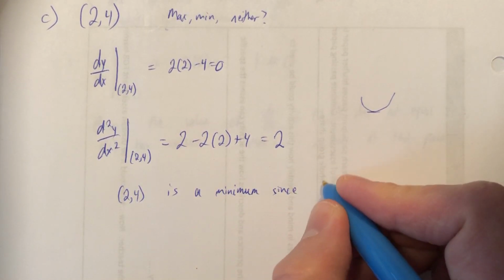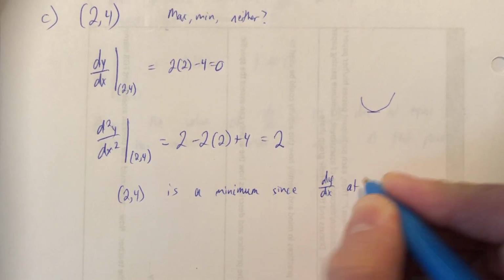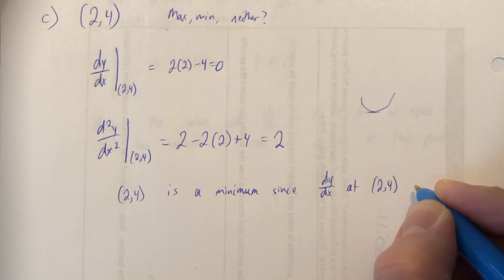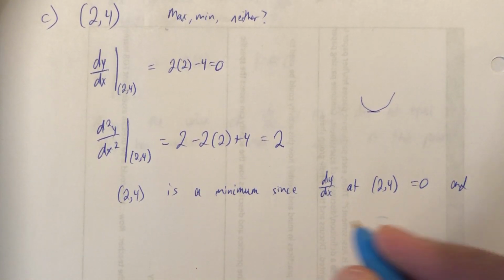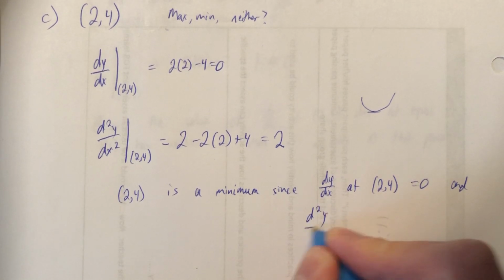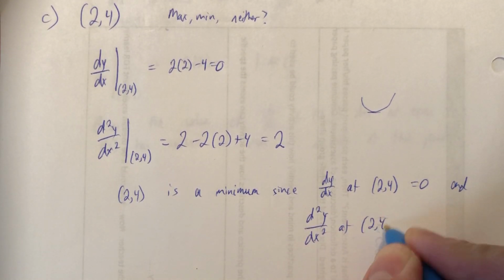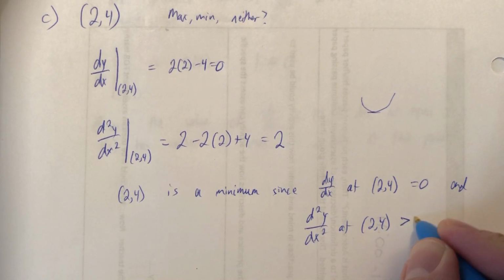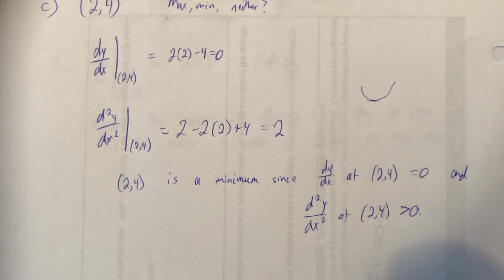And I would say 2, 4 is a minimum since dy dx at 2, 4 equals 0, and the second derivative at the coordinate 2, 4 is positive, so it's concave up. And we've really answered the question just by saying that.